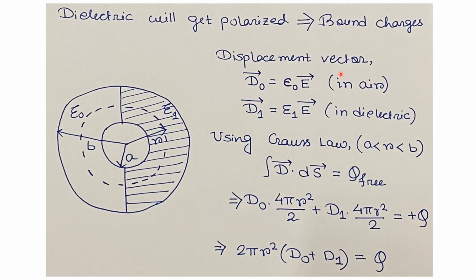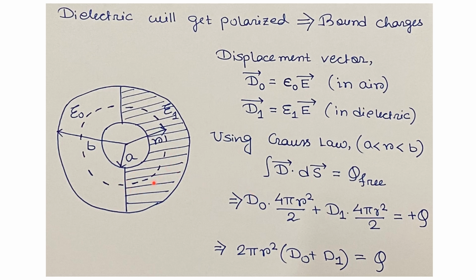Now the displacement vector in the air is given by D naught vector equals epsilon naught times electric field vector E, and in the dielectric it will be D1 vector equals epsilon 1 times E vector. We only have the information about the free charges, not the bound charges, according to the question. So we will use Gauss law in terms of the D vector, that is, the surface integral of the D vector is the free charge enclosed by this surface.